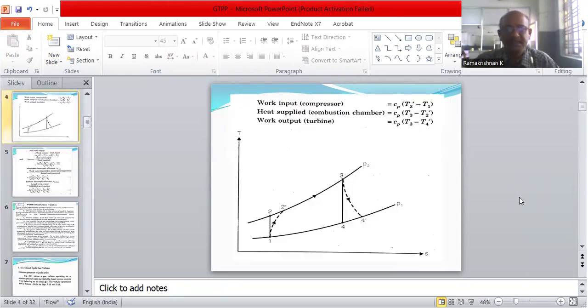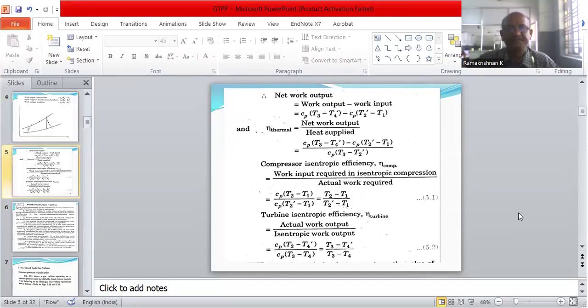It is a TS diagram. There are two constant pressure lines, P1 and P2. Here 2 to 3 is heat addition at constant pressure, and 4 to 1 is heat rejection at constant pressure. The work input to the compressor is Cp into (T2 dash minus T1), the heat input to the combustor is Cp into (T3 minus T2 dash), and the turbine work output is Cp into (T3 minus T4 dash). Net work output.